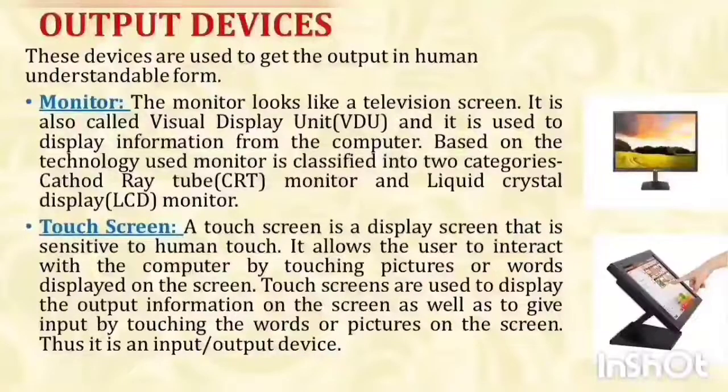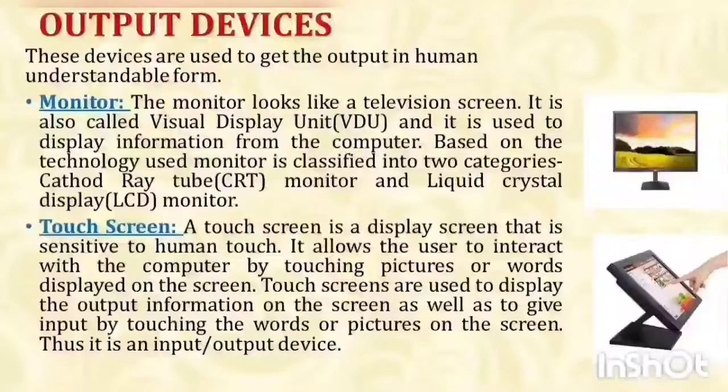So the first example is monitor. The monitor looks like a television screen. It is also called visual display unit. It is used to display information from the computer. So whatever process the computer does, that has to be viewed by us. So the monitor helps us in viewing all those data.